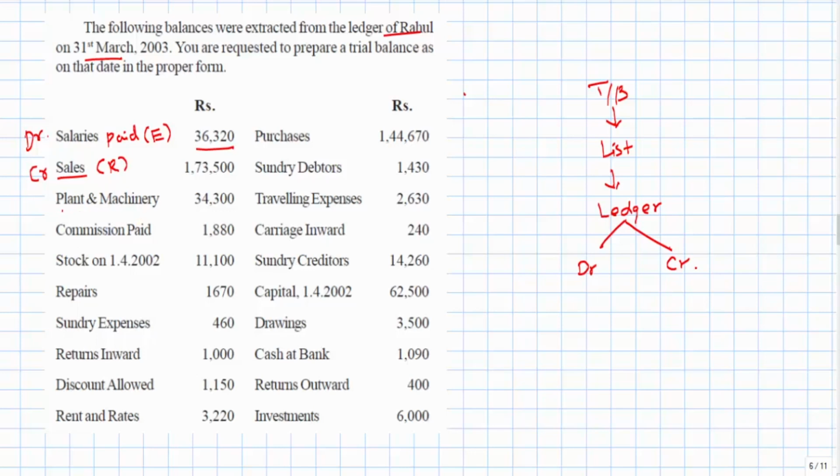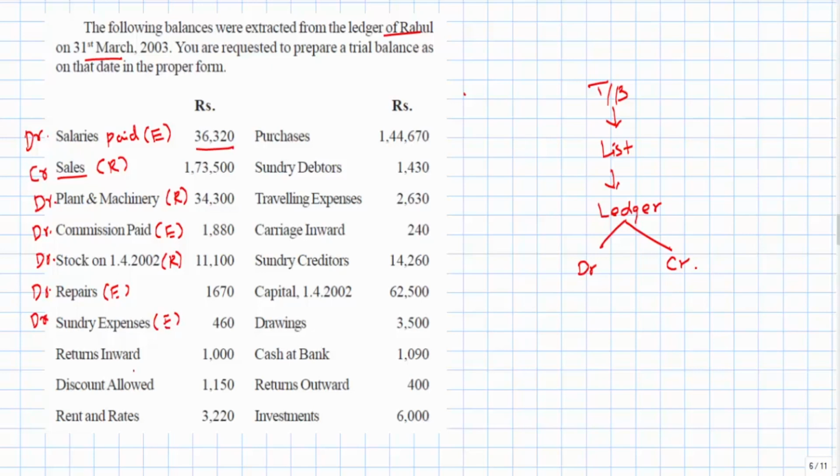The third one is plant and machinery, a real account item. So assuming the plant and machinery balance continues, asset will have debit balance, so this will appear on the debit side. Then you have commission paid, an expense. Debit all expenses, that is the rule, so it will have debit balance. Then stock is an asset. Stock is an asset, it's a real item, asset will have debit balances.